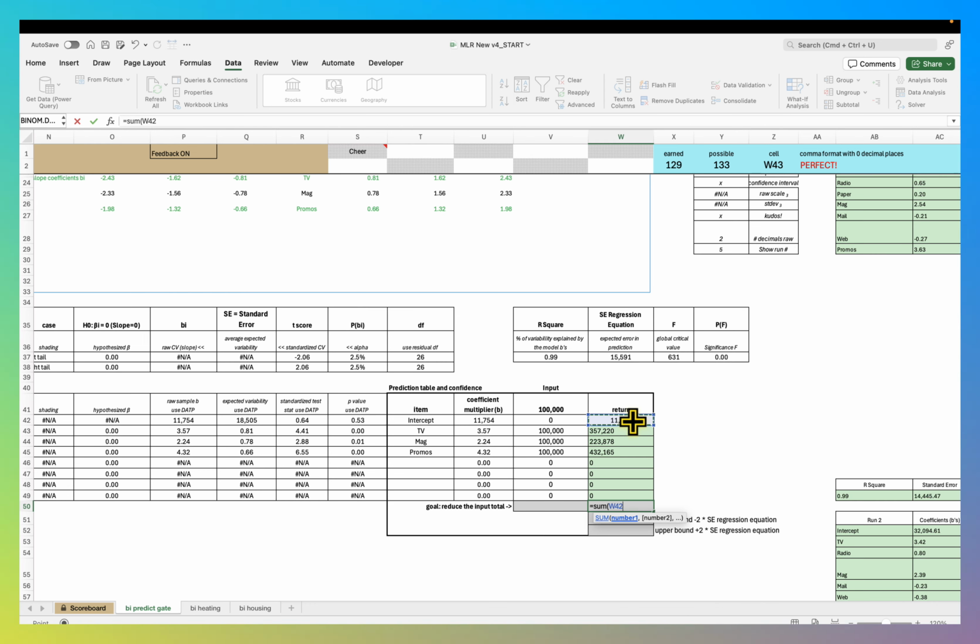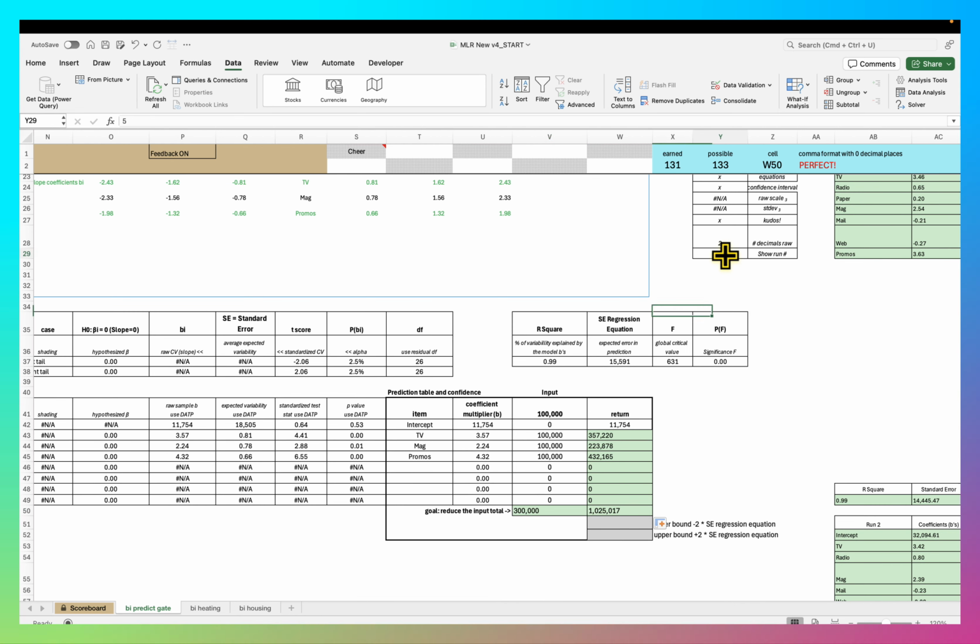Actually, including the intercept. And then let's sum this one too, so we can drag that same sum formula here. All right, so we would end up spending $300,000 and making $1 million at the gate. So that's pretty good, right? And it's much better than what we started out with.